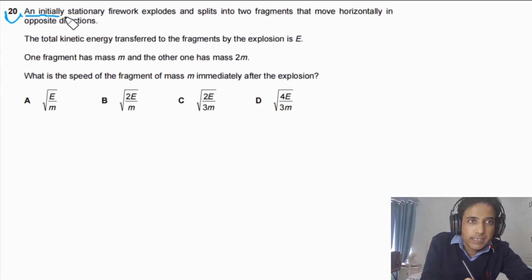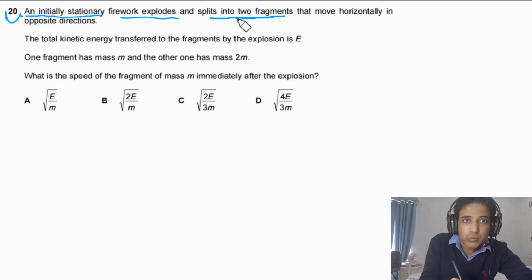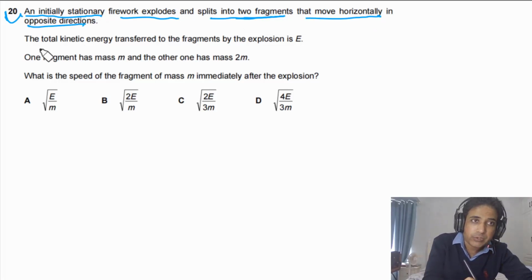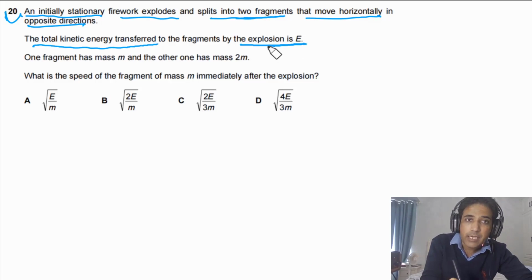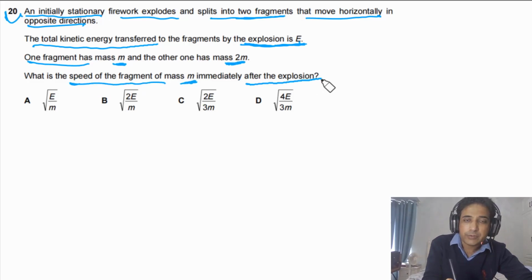Question 20 says, an initially stationary firework explodes and splits into two fragments that move horizontally in opposite directions. The total kinetic energy transferred to the fragments by the explosion is capital E. One fragment has mass m and the other one has mass 2m. What is the speed of the fragment of mass m immediately after the explosion?